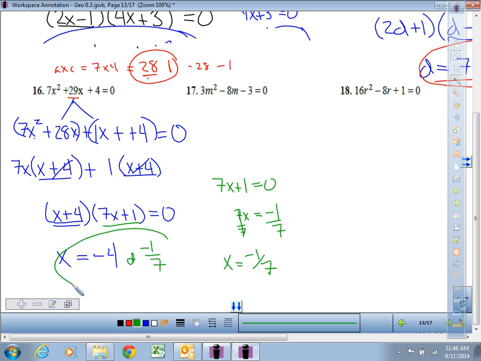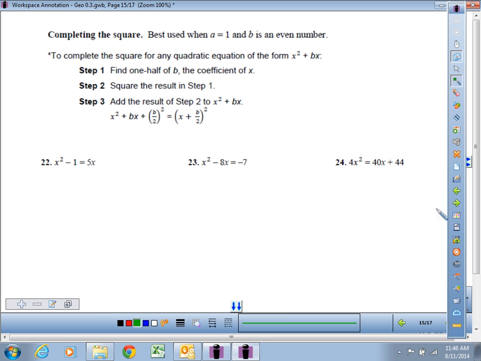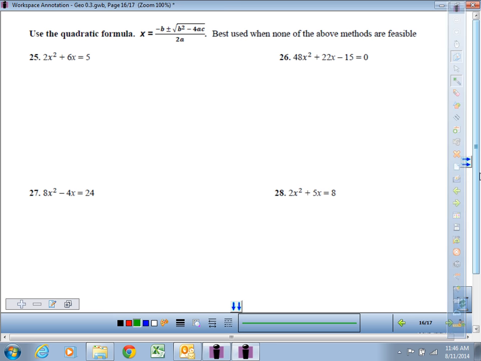Okay, there's your solution. All right, let's move on to the next portion, which is completing the square, which we are not going to do. That's the fourth method to do it, and we're not going to look at that. We're going to move on to the quadratic formula.